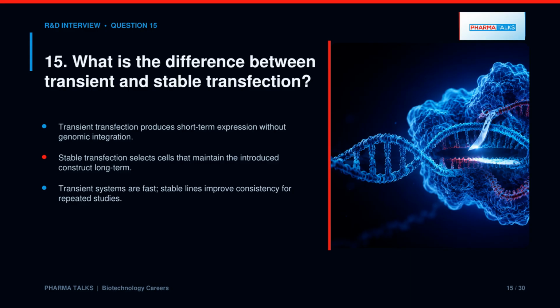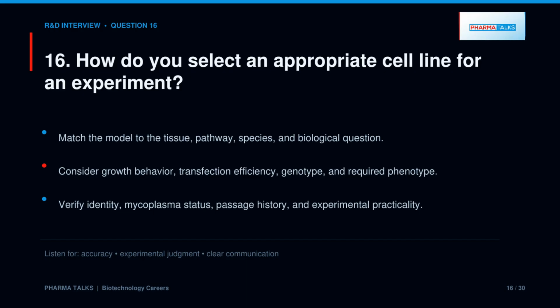Transient expression is faster for screening, while stable cell lines are better for long-term, consistent experiments or production. Question 16. How do you select an appropriate cell line for an experiment? Cell line selection begins with biological relevance.